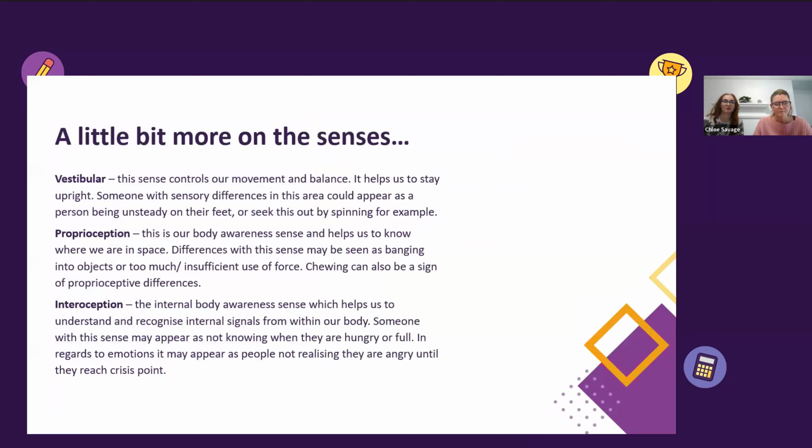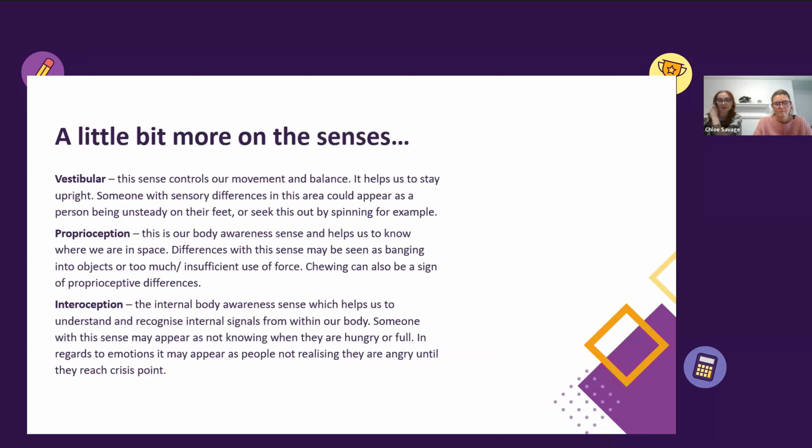Yeah. So vestibular, this is a sense that controls movement and balance. As one of the OTs described it, it helps us to stay upright. So someone who's got sensory differences in this area might appear to be quite unsteady on their feet, or they might seek the vestibular feedback out by spinning.